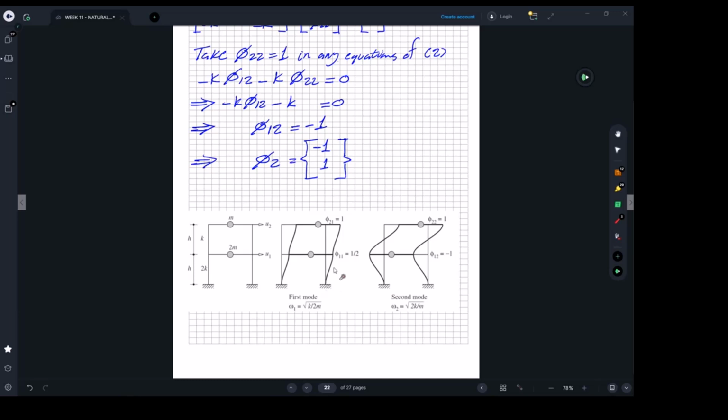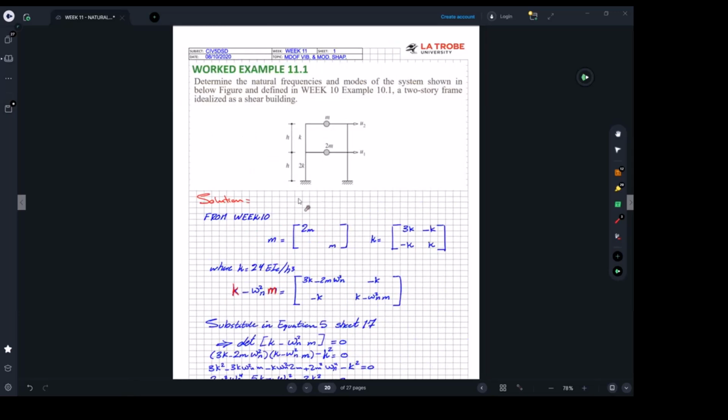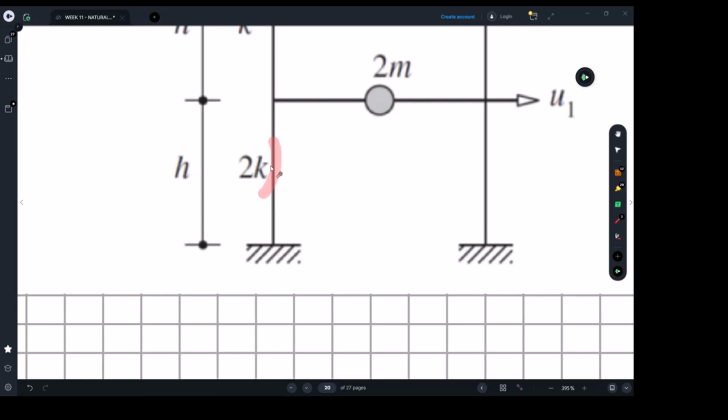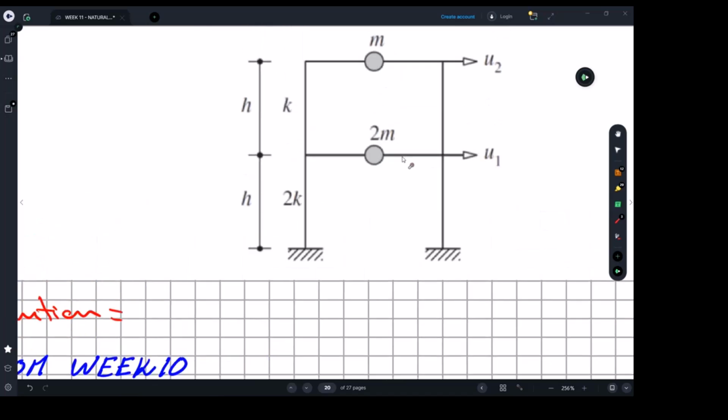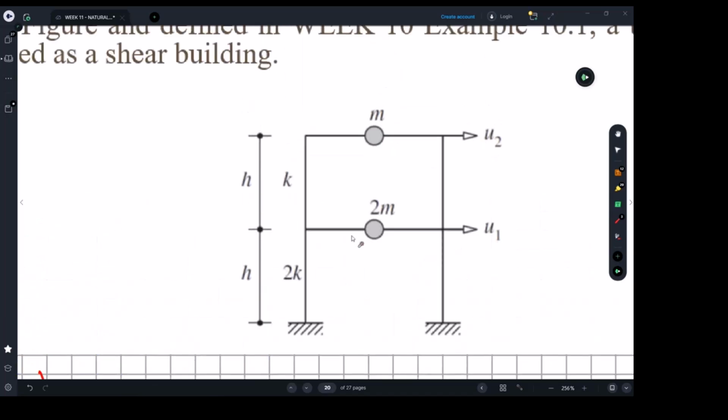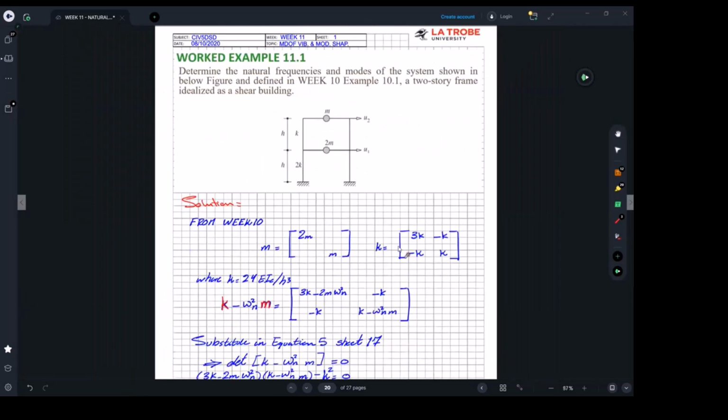Maybe you will be having numbers. So instead of letting you start with some constant values like K or M, we will give you particular values, like a real building. We tell you this is maybe 2,000 kilograms, and here it's going to be maybe 1,000 kilograms, and so on. Right. So have a look.